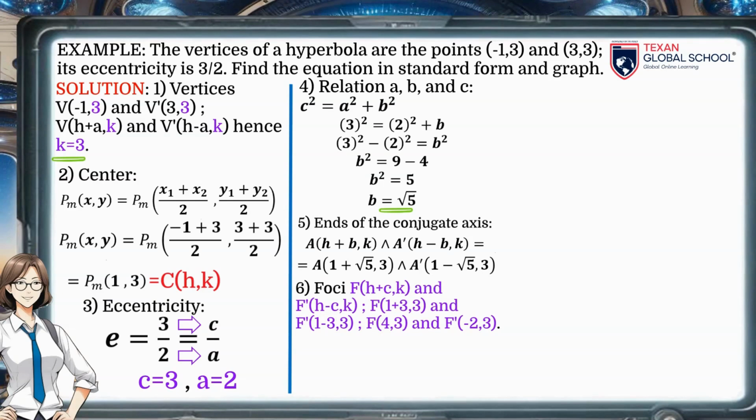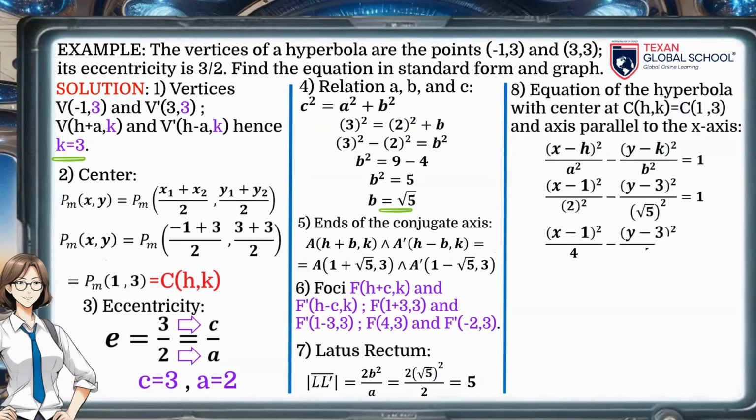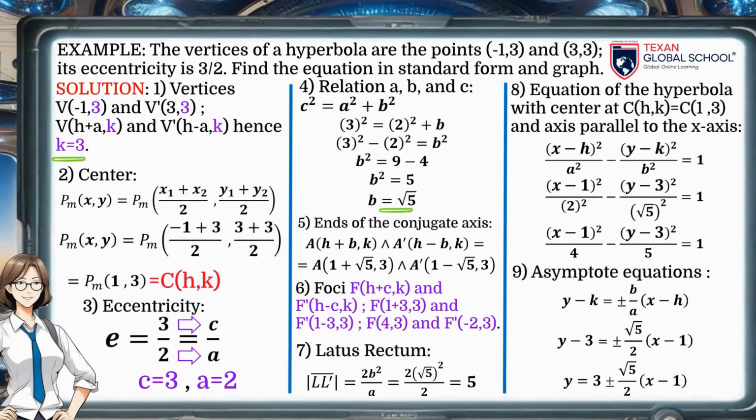The length of the latus rectum is 5. Hence, the equation of the hyperbola with center at 1, 3 and axis parallel to the x-axis is (x minus 1) squared over 4 minus (y minus 3) squared over 5 equals 1. Substituting the calculated variables, we also obtain the equations of the asymptotes as shown on the blackboard.